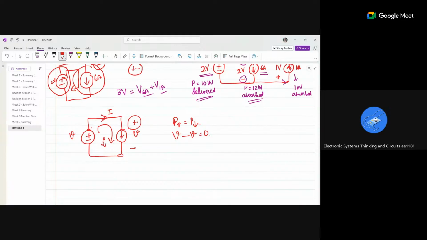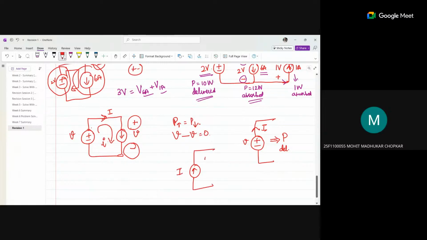So this sign is clear, right? Why are you marking the sign like this? Now, is the power delivered or absorbed? Delivered, ma'am. Voltage source, the current is coming out, so it is power delivered. Now, is the power absorbed or delivered? Delivered. From the positive terminal, if the current is coming out, then it is delivered.